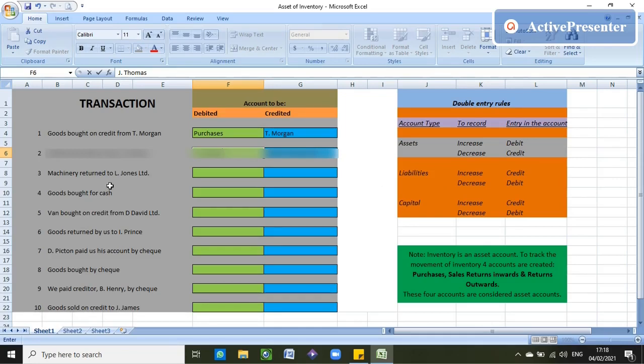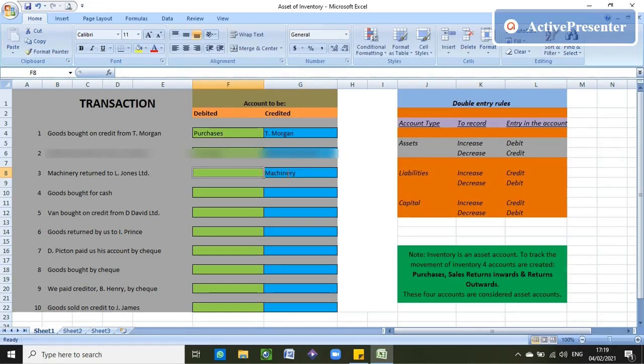The following transaction, machinery returned to L. Jones Limited. For this particular transaction, we do not see the word goods. So that means that we will not use any of these accounts because we do not see that word. So we go back to the previous chapter and figure out which account will we use. Well, what are we returning? We are returning machinery, which is considered an asset, and we are returning it to L. Jones Limited. So if we are returning machinery, that means that we will have less machinery or perhaps no machinery at all. So that means that I need to do a credit entry on this particular asset. The way I do that is by doing a credit entry.